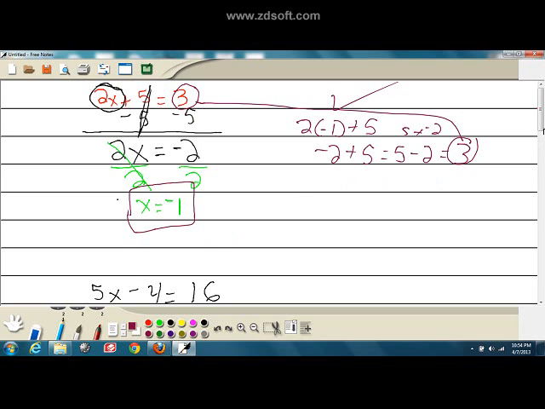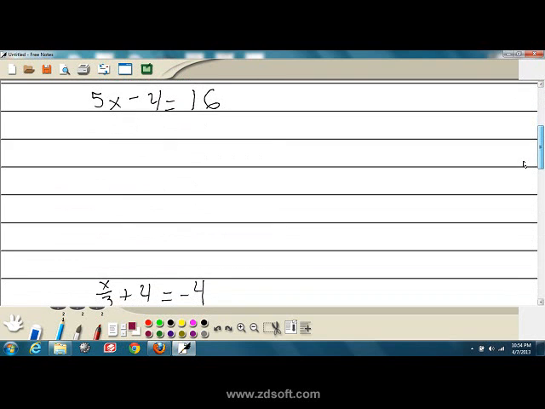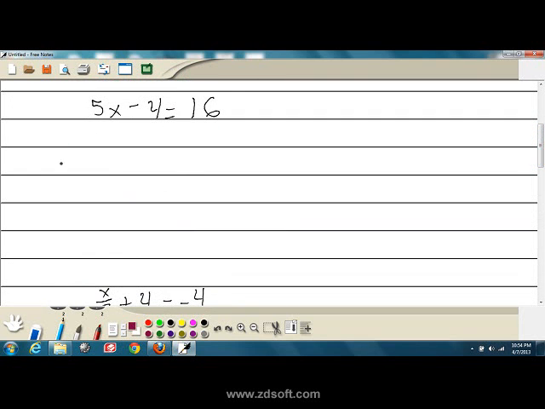Let's do the next one. So we have 5x minus 4 is equal to 16. Again, let's look at the x. What's going on here? Well, let's see.